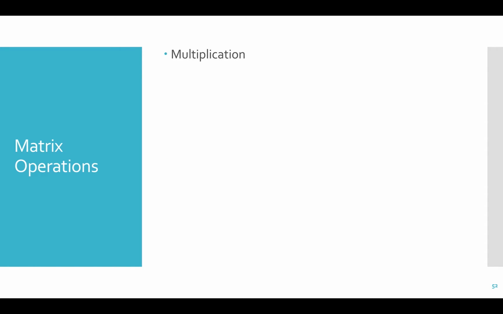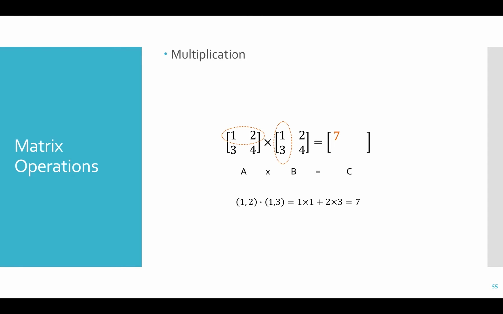Okay, back to multiplication. So if we have a matrix A and a matrix B and we want to multiply them to get some matrix C, we actually take dot products between the rows of A and the columns of B. Okay, so we take the dot product of the first row of A and the first column of B, and we put the result in the first row, first column of C. Okay, so that's what we get here. 1, 2 dotted with 1, 3 is 7.